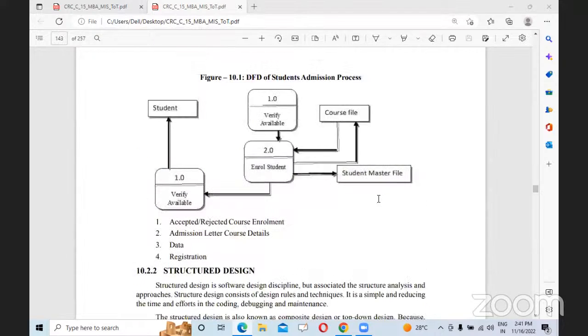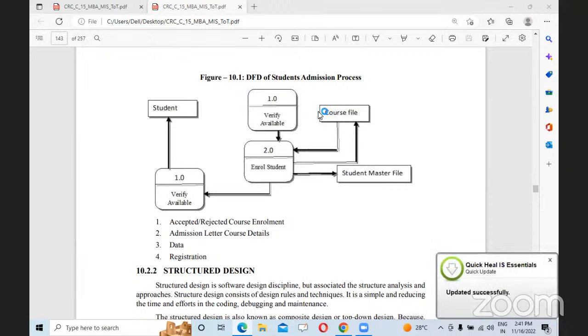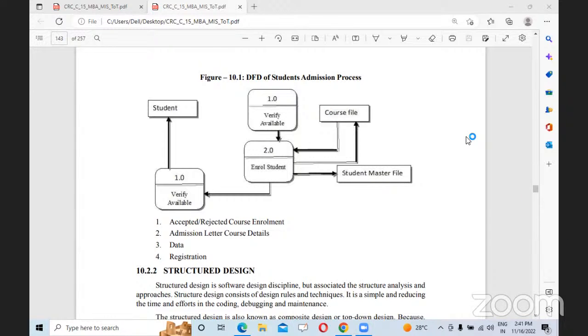Relating to that, this is the data flow diagram of the students admission process. That means, to join any college or school, what is the data flow diagram? It is clearly visible here: accepted, rejected, course enrollment, admission letter, course details, data, and registration.